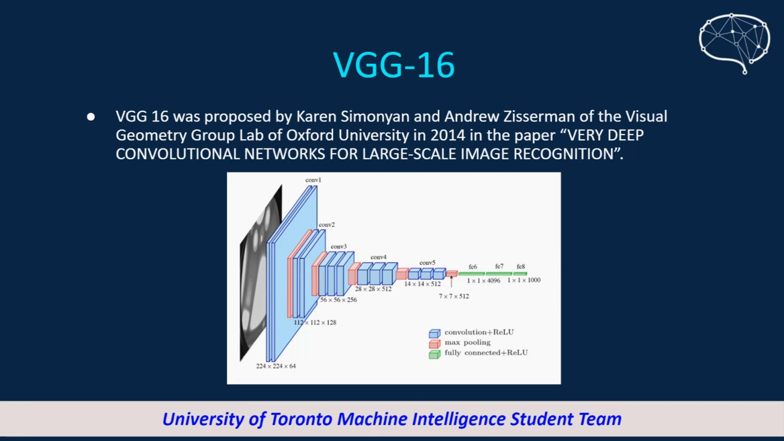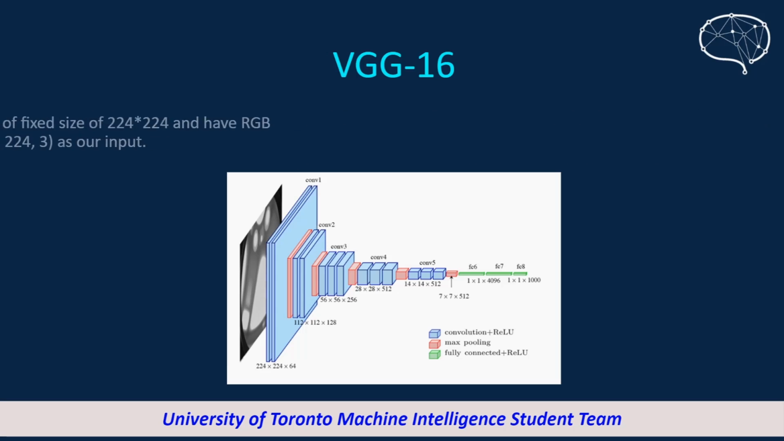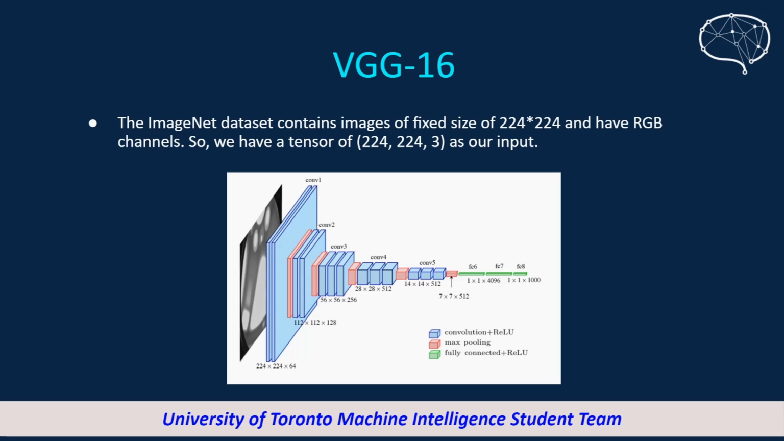Let us now explore one of the state-of-the-art architectures called the VGG16. The VGG16 was proposed by Karen Simonyan and Andrew Zisserman of the Visual Geometry Group Lab of the Oxford University in 2014, in the paper called Very Deep Convolutional Networks for Large-Scale Image Recognition. The ImageNet dataset contains images of fixed size of 224 times 224 and have RGB channels. So the VGG16 has an input tensor of 224 times 224 times 3.